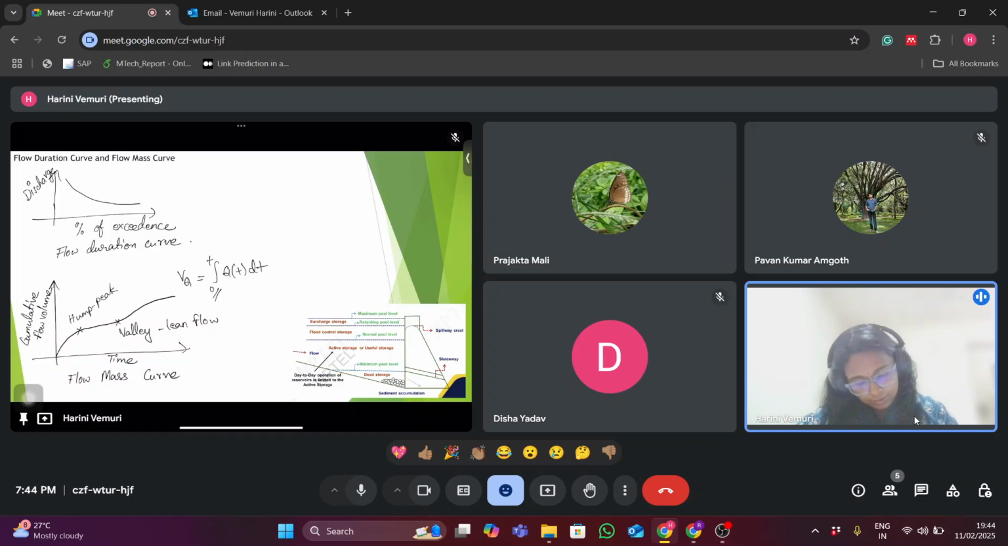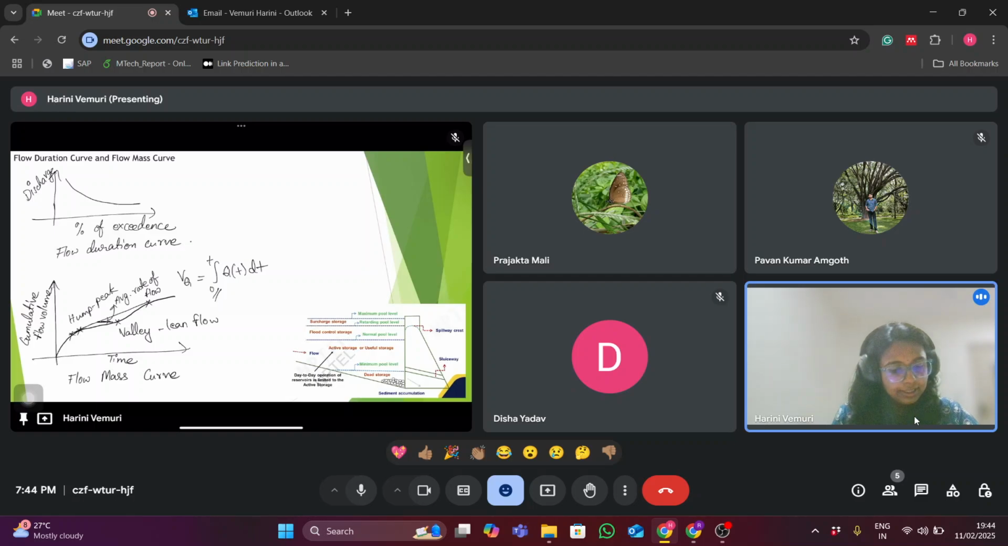Okay. And if we take 2 points on the flow mass curve and join them, the slope of this line will give us the average rate of flow between these 2 points. Okay. So generally we apply the flow mass curve to determine the storage capacity of the reservoir and also the average flow for a particular period, and this average flow is called the supply line.